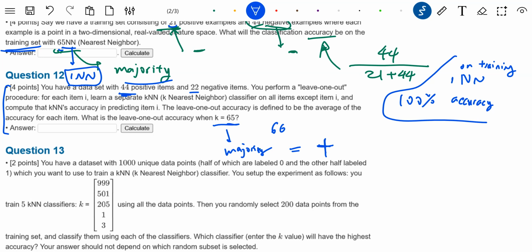So when we leave one out, if we leave the positive out, it will be predicted as positive. If we leave the negative out, it's going to be predicted as positive. So these 44 will be predicted correctly, and the rest, 22, will be predicted incorrectly by this leave one out thing. So that's why that's the accuracy.